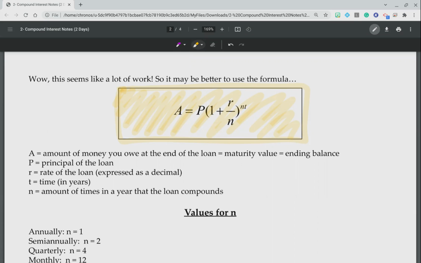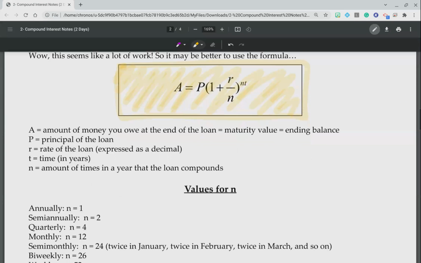So what do all these letters mean in this formula? First, A is the amount of money you owe at the end of the loan. Remember, we also called that the maturity value. We can also call it the ending balance. P is still the principal, R is still the rate, and t is still the time. Those three variables did not change. But we do have a new variable, n, which is the number of times in a year that the loan compounds. That's a new concept for us.